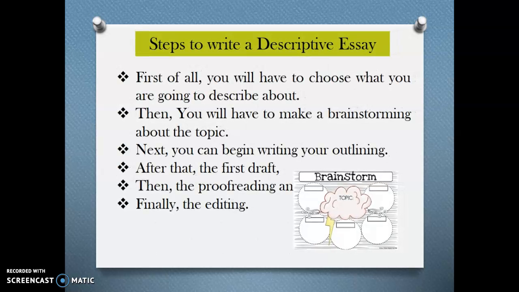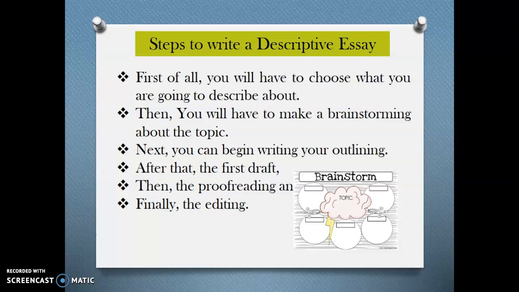Now we are going to see the steps to write a descriptive essay. First of all, you will have to choose the topic you are going to describe. Then, you will have to make a brainstorming about that topic. It means to gather a list of ideas spontaneously. Next, you can begin writing your outlining. It means to categorize the main points and organize the paragraphs in order to make sense.